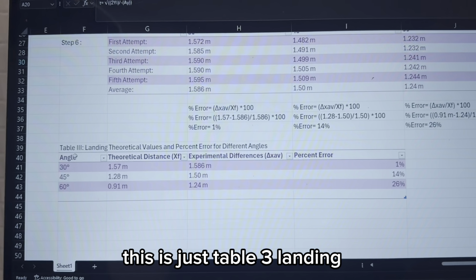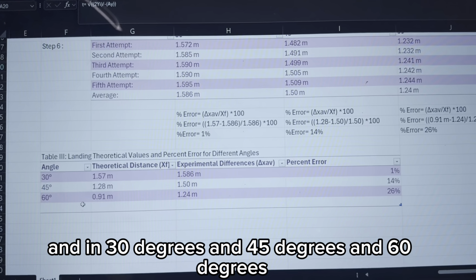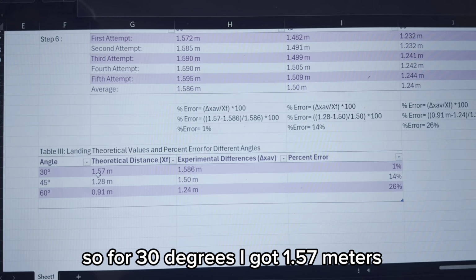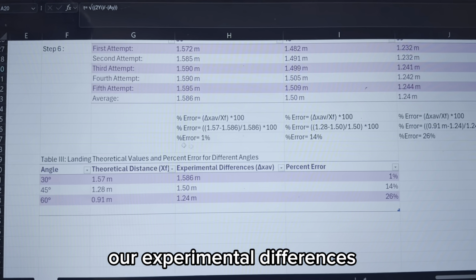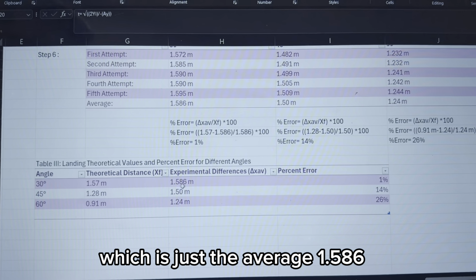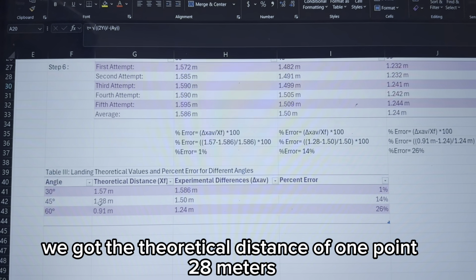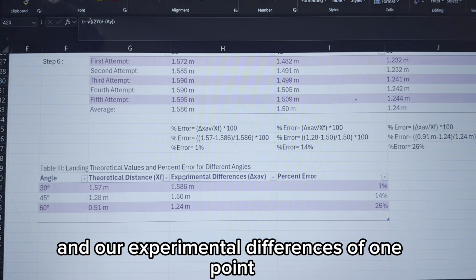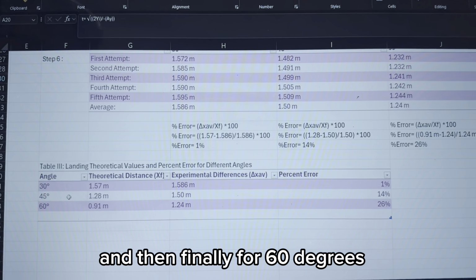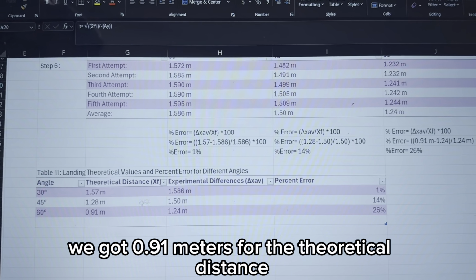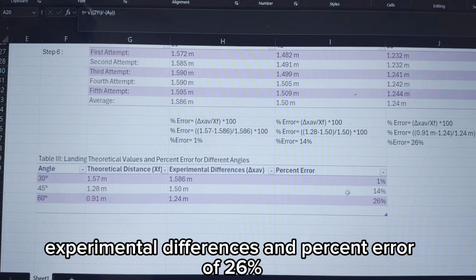And finally, this is just table 3, landing theoretical values and percent error for different angles, in 30 degrees, 45 degrees, and 60 degrees. So for 30 degrees I got 1.57 meters, which is our theoretical distance, which was calculated before. Our experimental differences, which is just the average, 1.586 meters, and our percent error, which was 1%. And then for 45 degrees, we got the theoretical distance of 1.28 meters and our experimental differences of 1.50 meters and our percent error of 14. And then finally for 60 degrees, we got 0.91 meters for the theoretical distance, 1.24 meters experimental differences, and percent error of 26%.